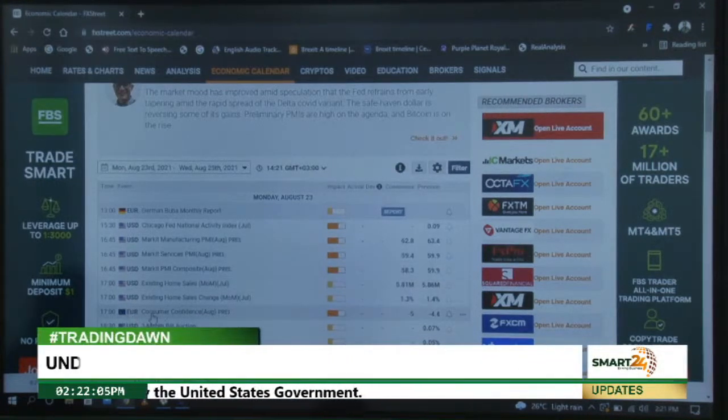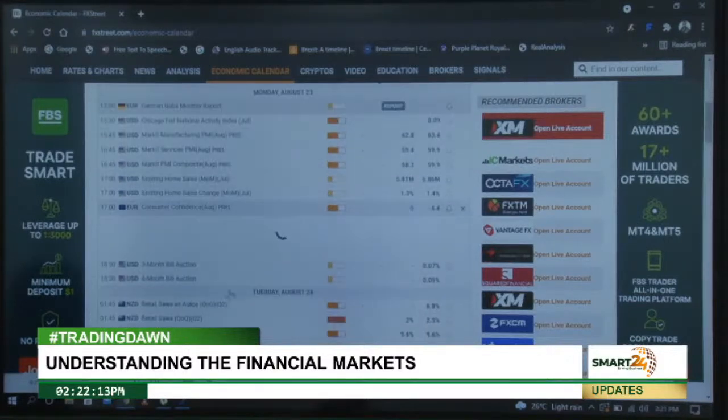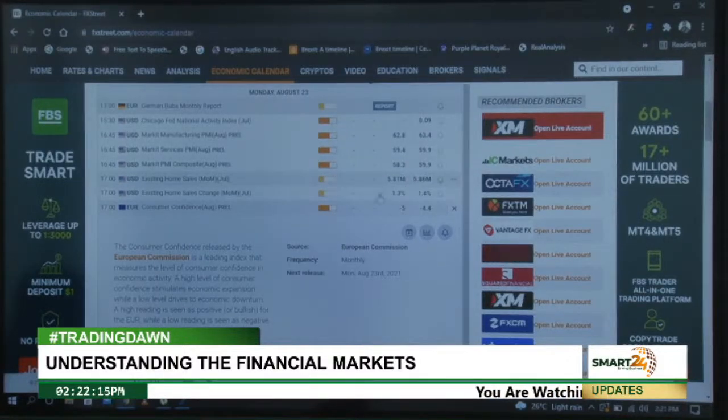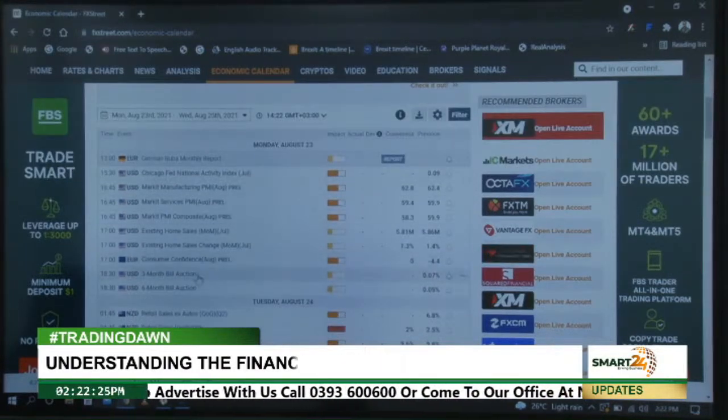So all these events here affecting the US dollar, they are all expected to reduce. Then at 5 p.m. there is the consumer confidence. This one here is affecting the euro, and so it's also decreasing from negative 4.4 to negative 5, which is a low reading for the euro. So basically, those are the events.